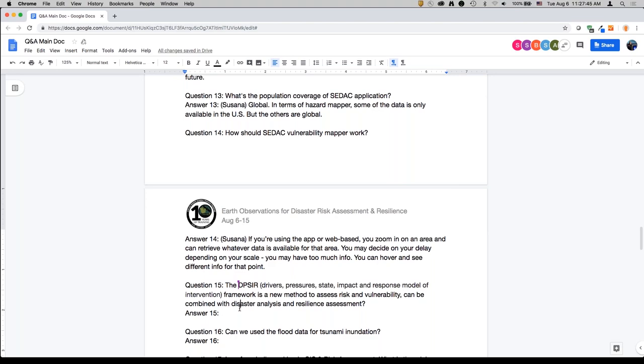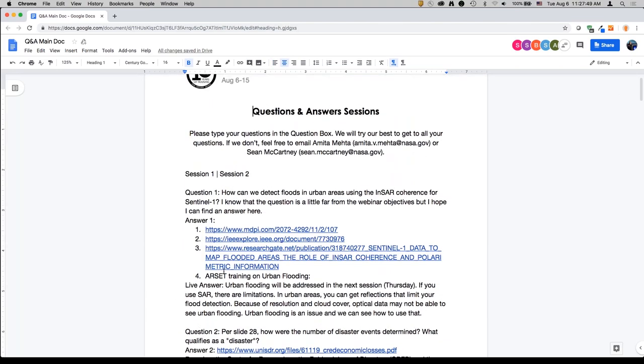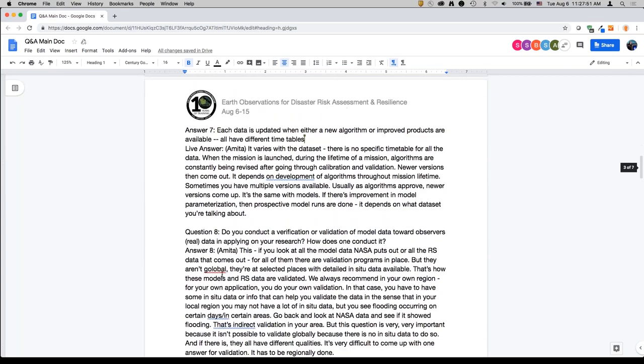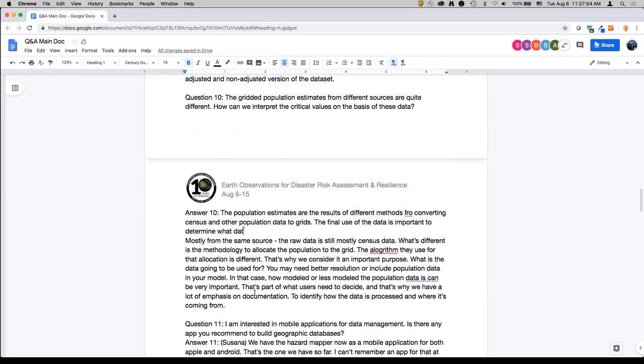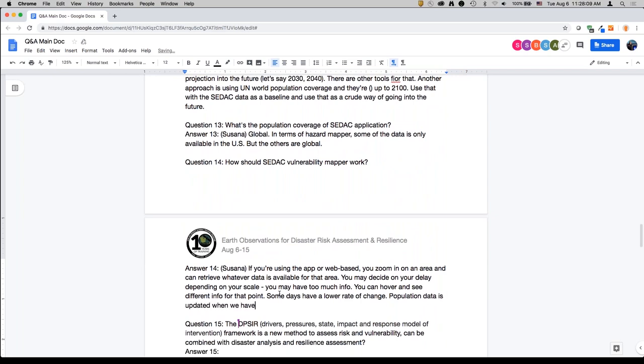Some data is updated daily or every 2 days. Other data has a lower rate of change. So fires and air quality are updated more frequently. The population data is updated when we have a new version of the Gridded Population of the World. We are now working in version 5.